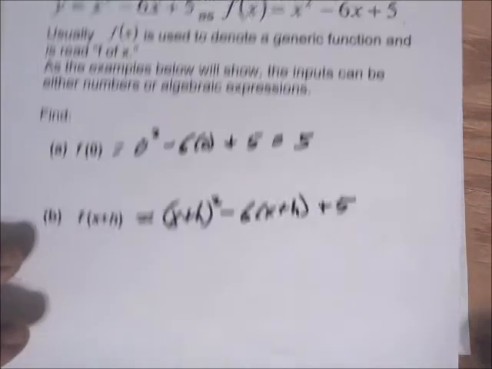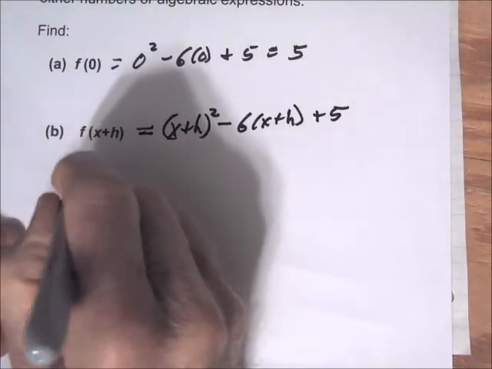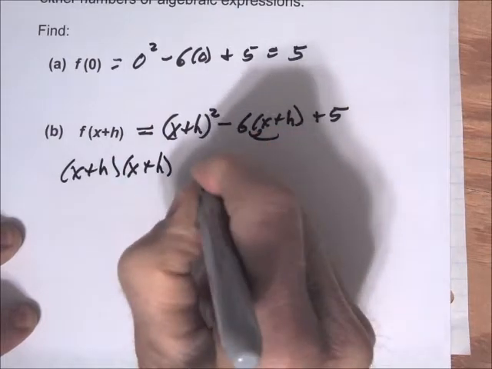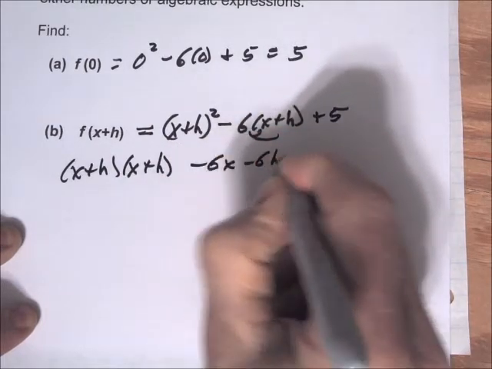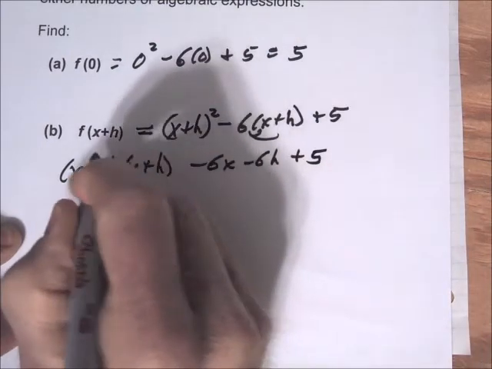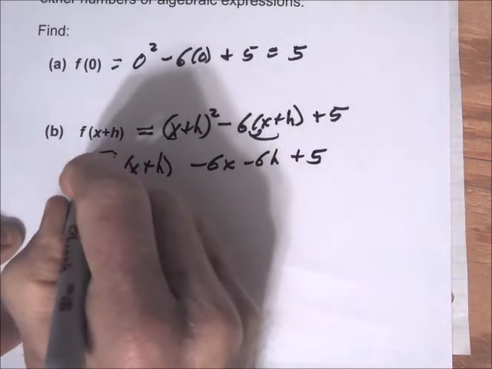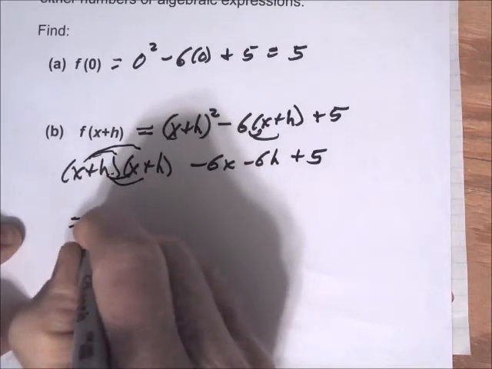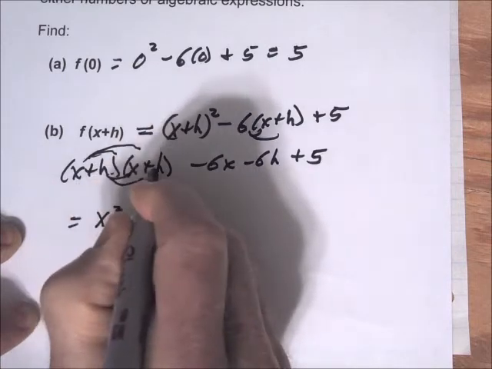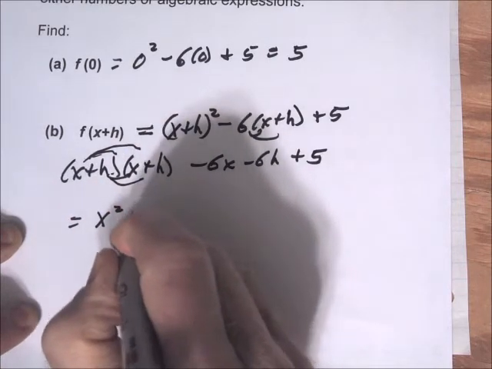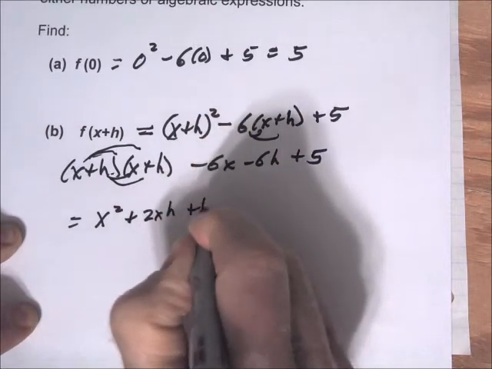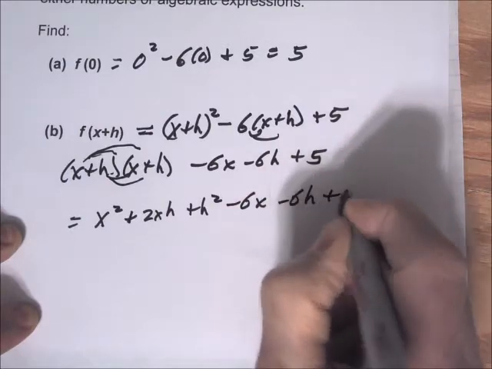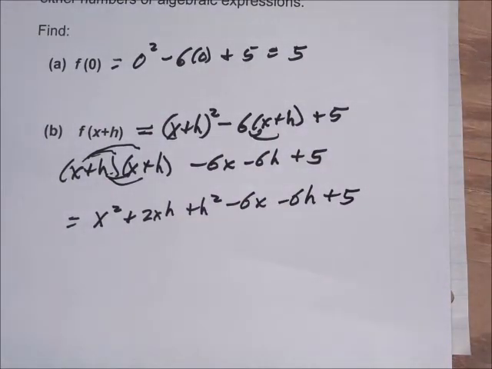And then we can expand this. This is x plus h times x plus h, and distribute the 6, minus 6x minus 6h, copy the plus 5, and distribute the x and distribute the h here. So we'll have x times x is x squared. The outer product is xh, the inner product is xh, so we have 2 of those, 2xh, plus h times h, h squared. Okay, so this is f of x plus h.